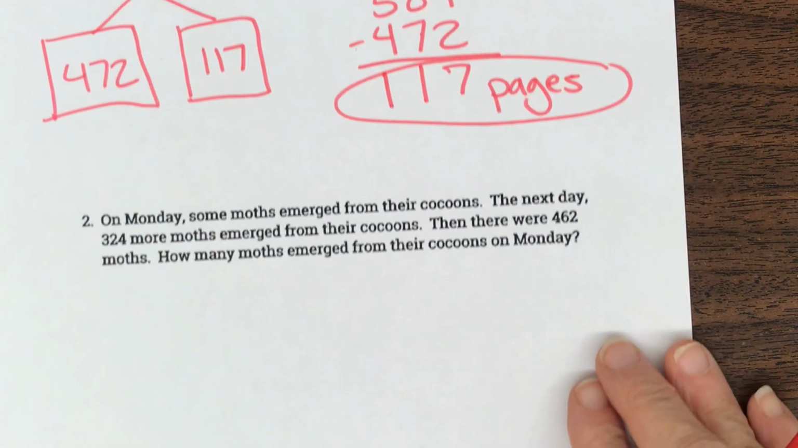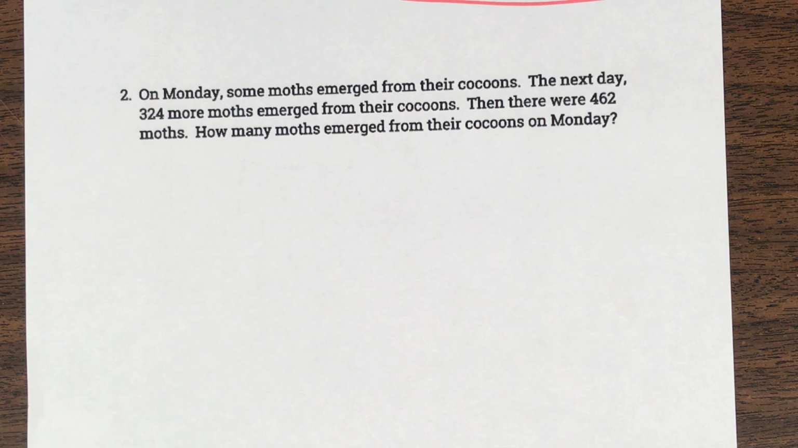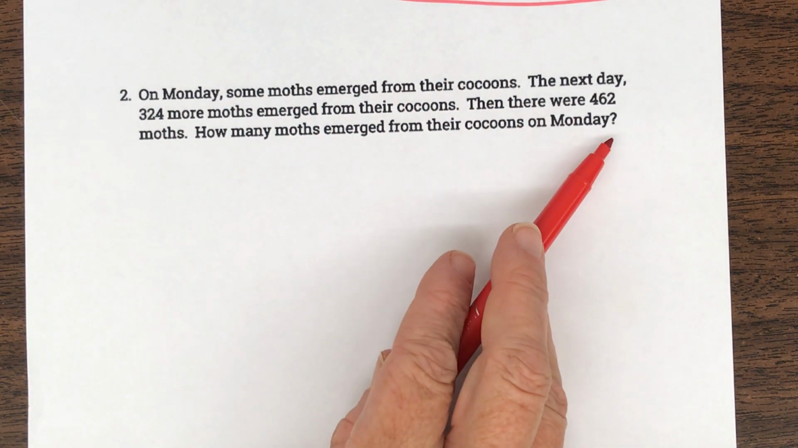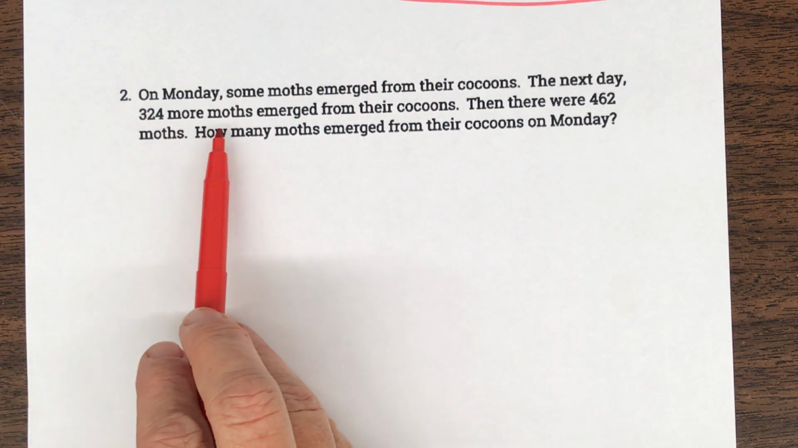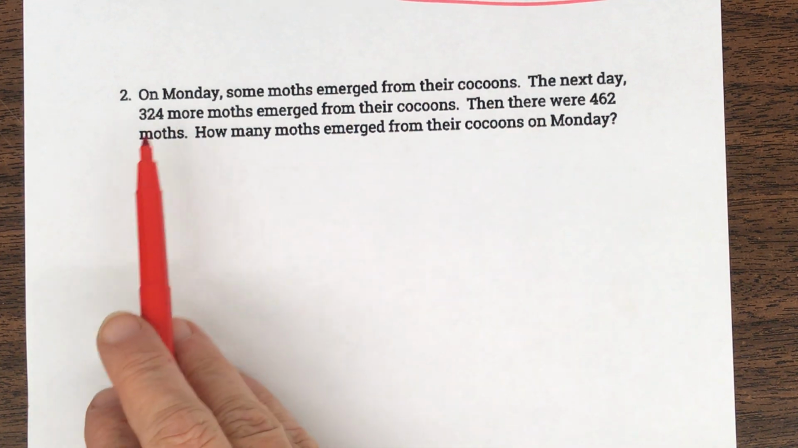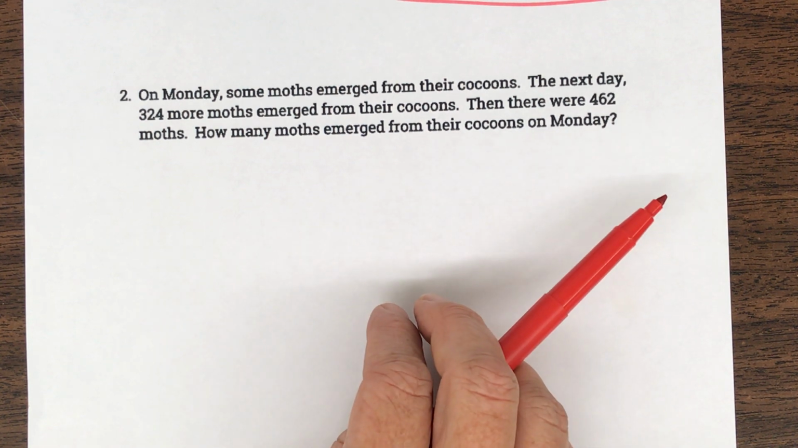Okay, let's look at another one of those, ladies and gentlemen. This says, on Monday, some moths emerged from their cocoons. If you've never seen a moth, it looks kind of like a butterfly, but its body is a lot fatter and chubbier. And they're usually not as colorful as butterflies. So on Monday, some moths emerged from their cocoons. The next day, 324 moths emerged from their cocoons. Then there were 462 moths. How many moths emerged from their cocoons on Monday?